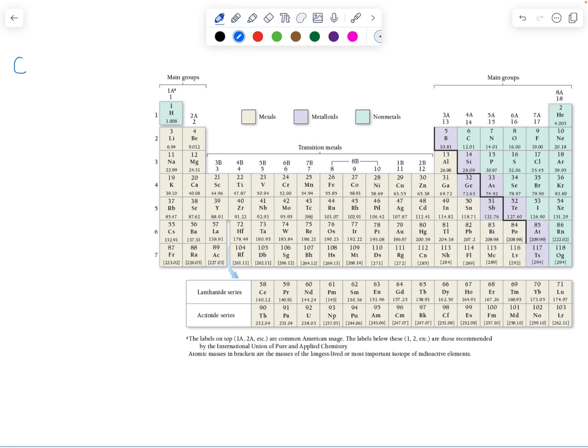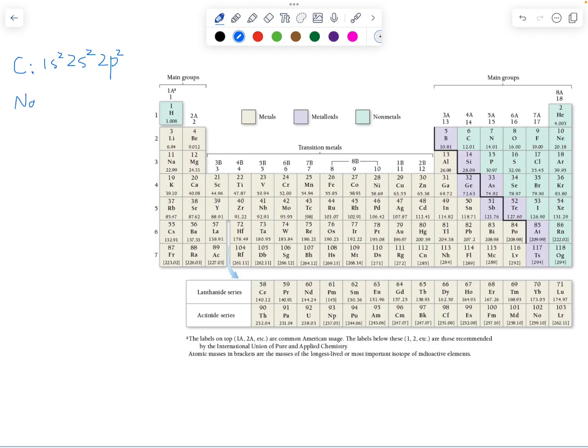I want to start with carbon, okay? Carbon is element number 6, so it has 6 electrons. Those 6 electrons are going to first fill the lowest energy orbital, the 1s orbital. Then 2 electrons fill into the 2s orbital, and 2 electrons fill into the 2p orbital.